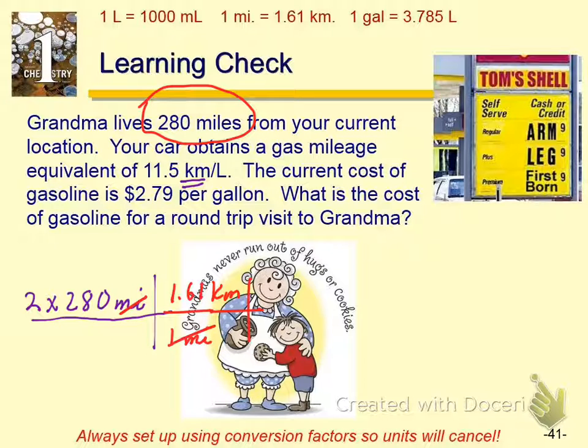Kilometers to liters. They told us that 11.5 kilometers is equal to 1 liter. Okay? Now I've got liters of gas. What comes next? Liters to gallons, right? So 1 gallon is equal to what? 3.785 liters.